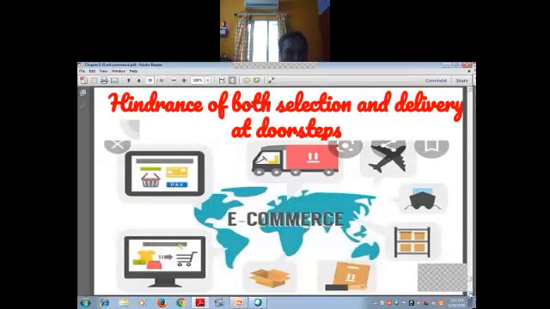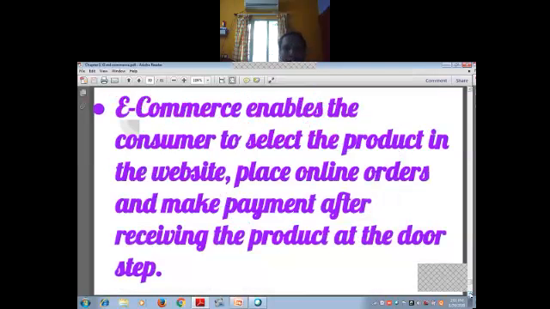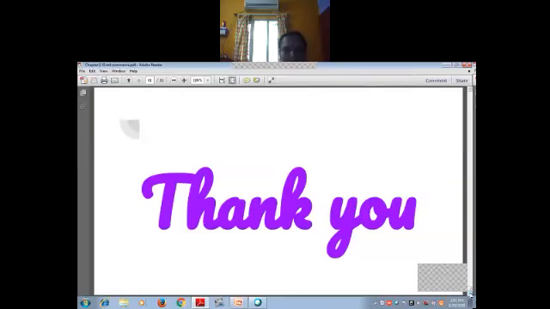Hindrance of food selection and delivery. Nowadays we are using online purchases and e-commerce, electronic commerce. So whatever we are ordering, it will come to our doorsteps, isn't it? Flipkart, Snapdeal, like that. So it is delivery at doorsteps. E-commerce enables the consumer to select the products on the website, place an online order, and make payment after receiving the product at the doorstep. Automatically, we will be getting the product, isn't it?